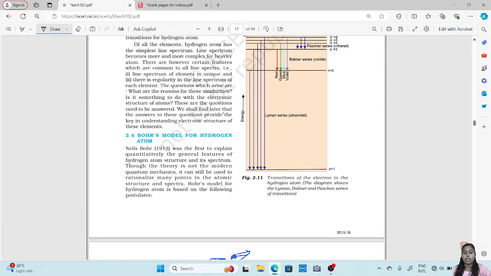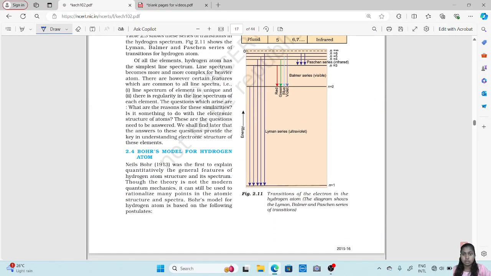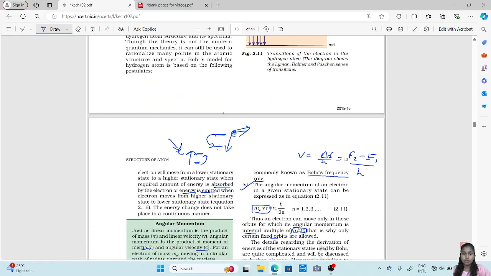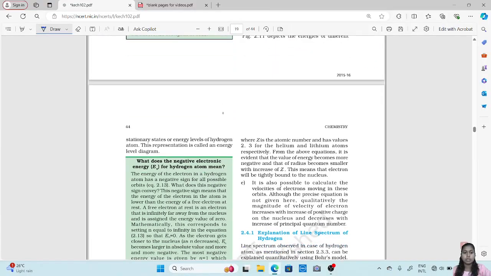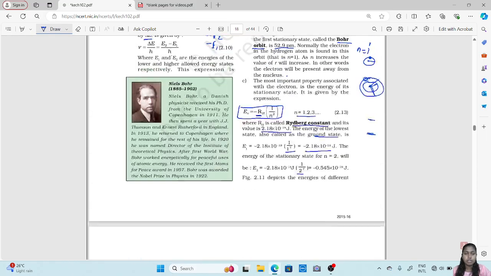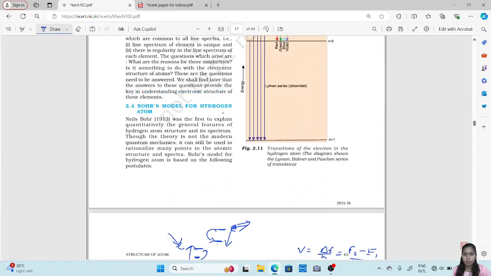This is what they were talking about. This diagram, this structure, is known as the energy level diagram. As I told you, this is the energy level diagram, where all the energy levels of the hydrogen atom are shown in the stationary state.